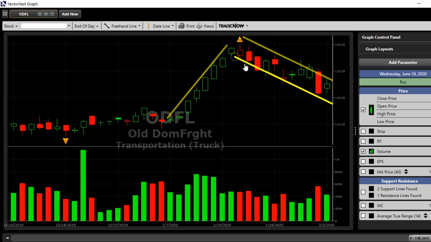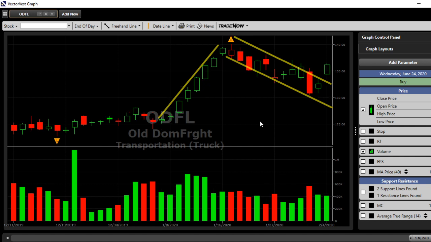And all I've done is I drew a couple of lines here connecting the lower part of the channel and connecting the upper part of the channel. Okay? And generally, during that consolidation period, you're going to see lower than average volume. So that's how you recognize a bull flag. It's a continuation pattern. What we're looking for and expecting to see is a continuation in the prevailing trend, in the previous move.